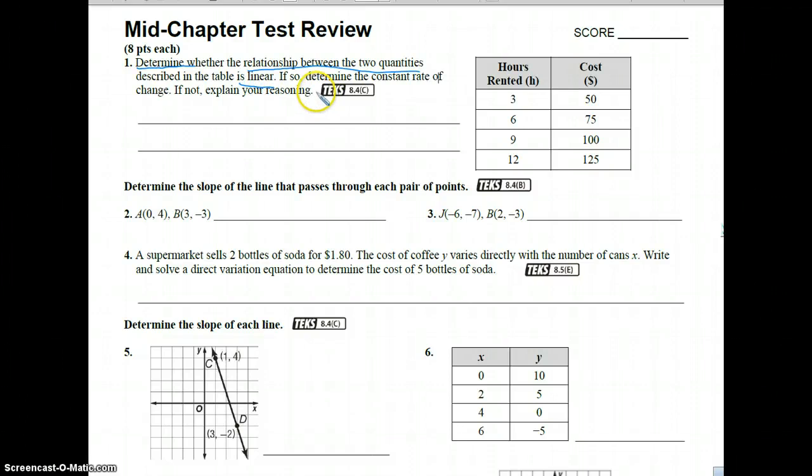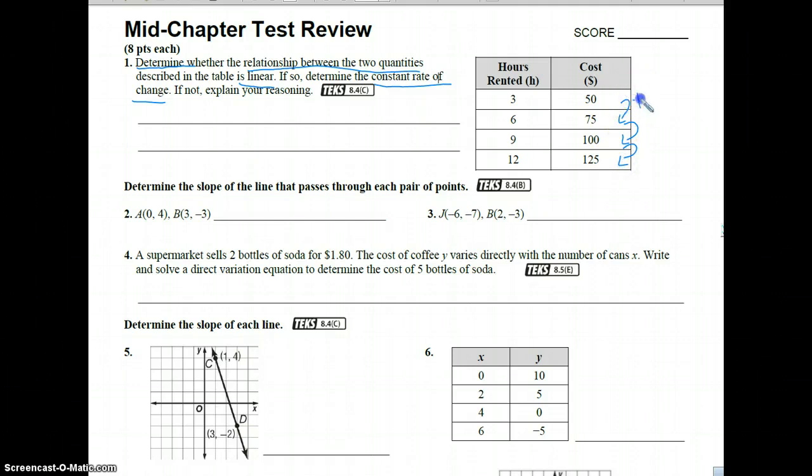And then, if so, they want us to determine the constant rate of change. So this is what we're looking for. If it's not, then we have to explain our reasoning for why it isn't. All right, so anybody know how we can find out if there is a constant rate of change? On each side. That's right. On each side, we're going to find out what's the rate of change, or what's the change happening here?